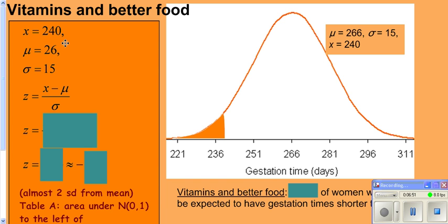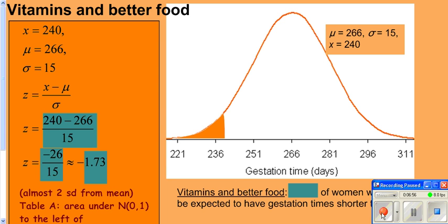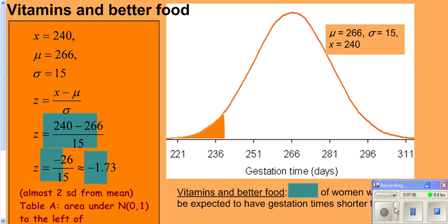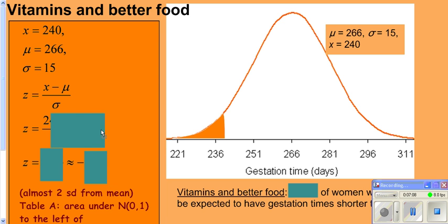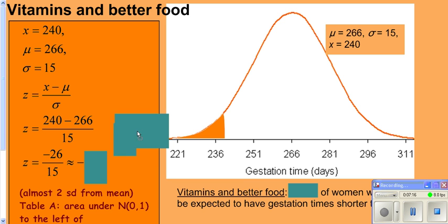Here's your mean. Just a second here. Had a typo there. Sorry about that. Here's your mean of 266, standard deviation of 15. And we'll go ahead and plug that in. Our mean is taken away from our data value over your standard deviation. Go ahead and divide. This is your z-score.